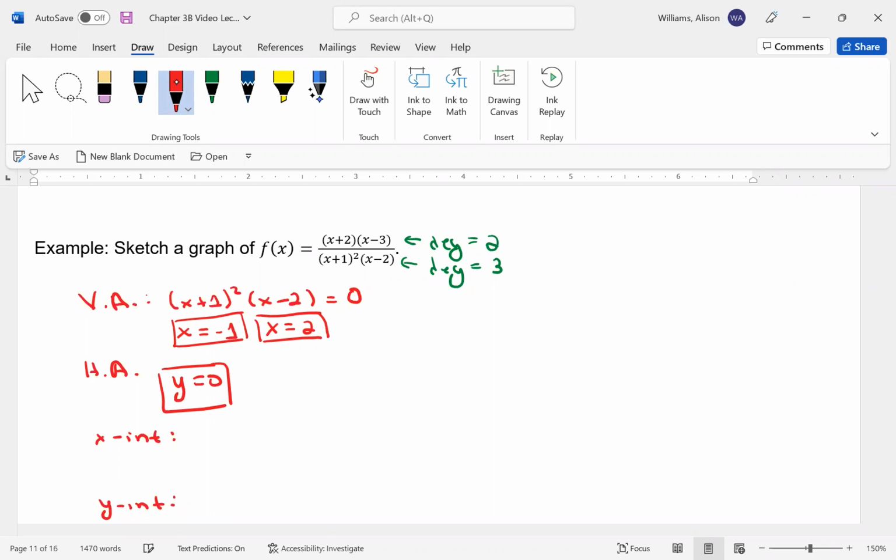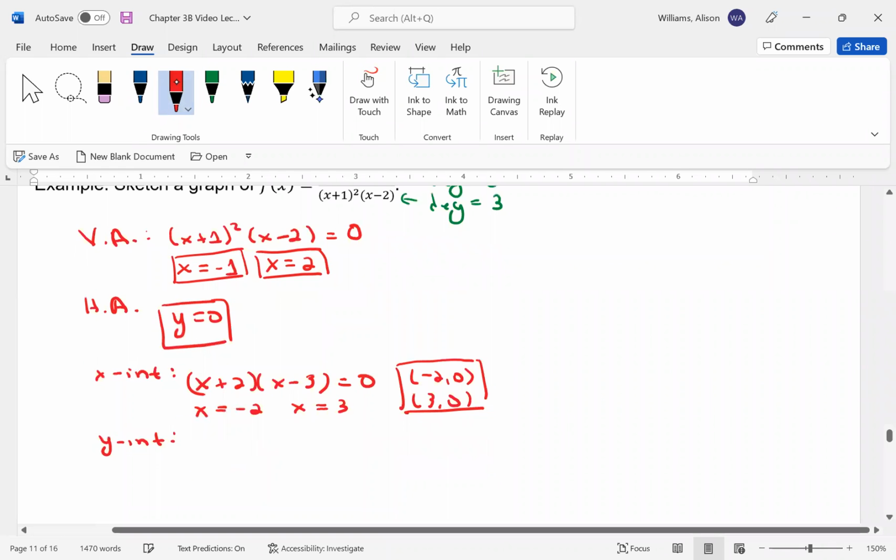Okay, x-intercept, setting the numerator equal to 0 this time. And they were so nice to factor this for us. So we're getting x equals -2 and x equals 3. Great. So those are the points -2, 0, and 3, 0. And then last, the y-intercept. I'm going to plug 0 in for this.